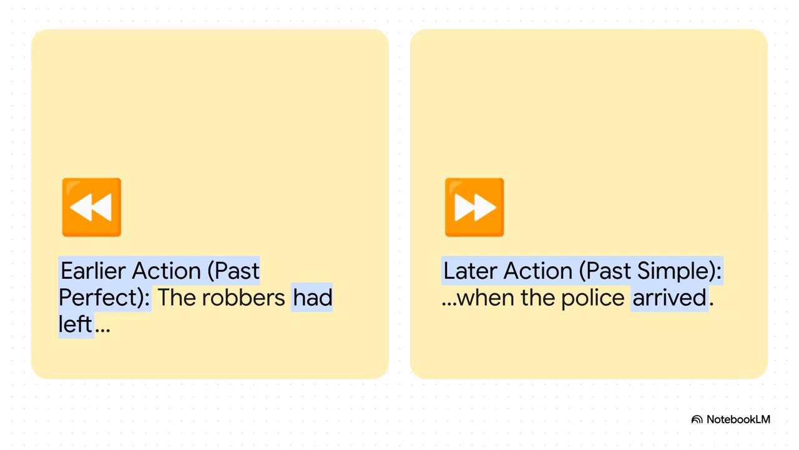Let's do one more, just to really nail it down. What happened first here? The robbers had left. That action was completely over. They were long gone. What happened second? The police arrived. By using the past perfect, we know for sure that the cops showed up to an empty scene. The sequence is totally clear.